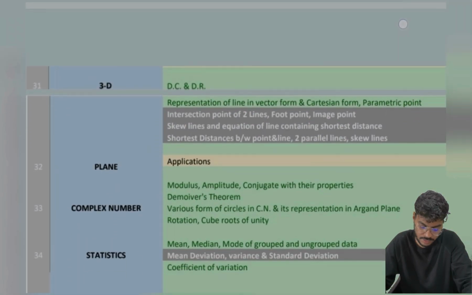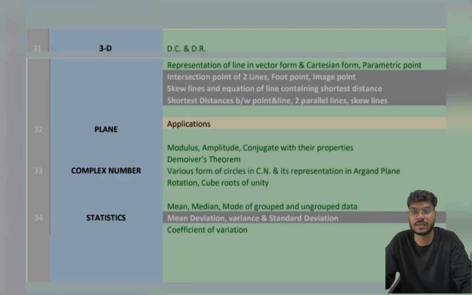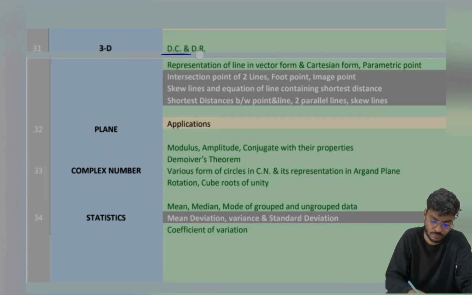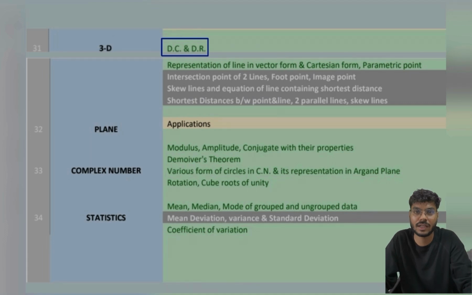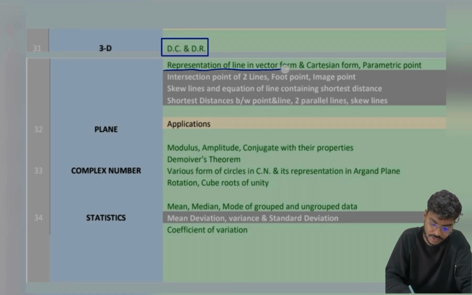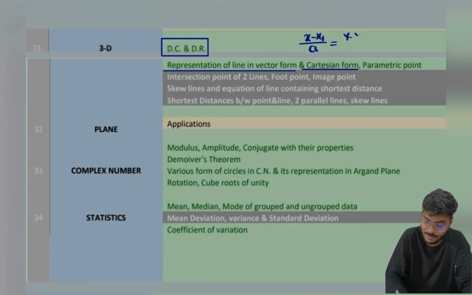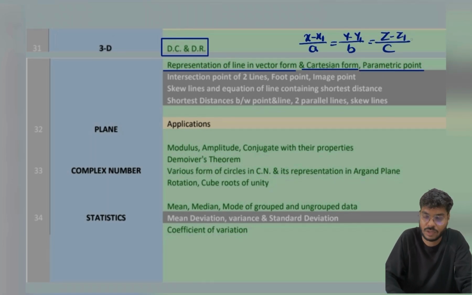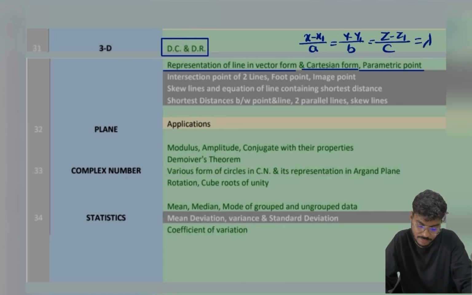Then the next chapter is nothing but 3D. What is important in 3D? In 3D, what is the meaning of direction ratio and direction cosine? Right? We already know direction cosine squares sum to 1 and direction ratio can be anything. Then representation of the line in the vector form. Of course, you should remember the Cartesian form. What is the Cartesian form? (x minus x1) upon A equal to (y minus y1) upon B equal to (z minus z1) upon C. Then the parametric form. What is the parametric form? Assume as lambda. From there you will get the values of x, y, z in terms of lambda.